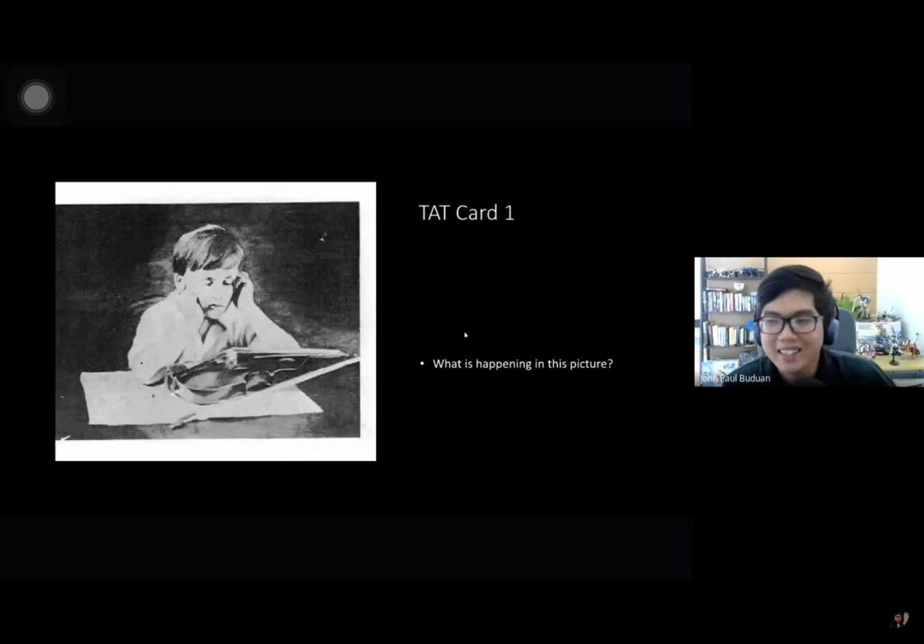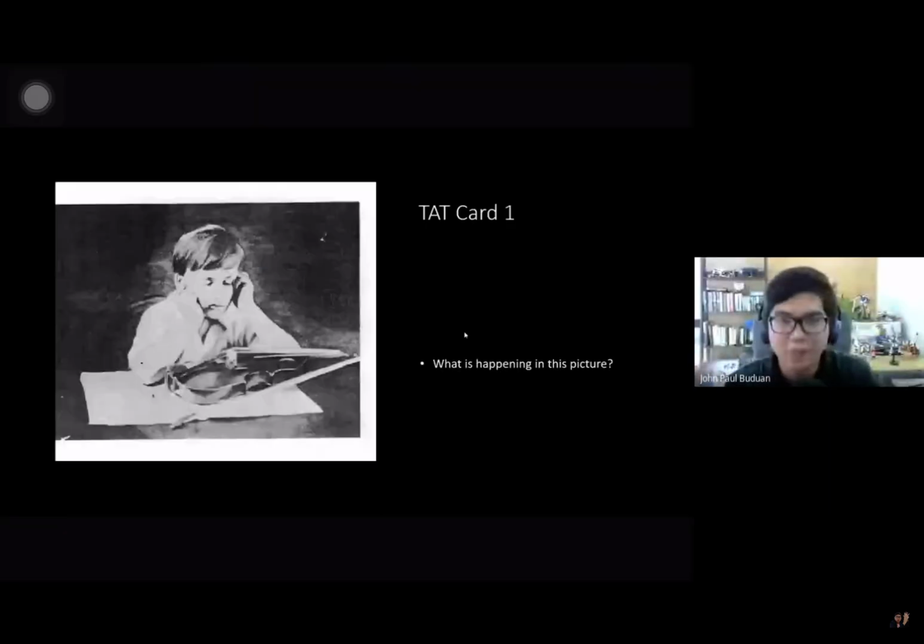Okay, sige, let's try. What happened in this picture? Ano yung nangyari before this picture? Then what is happening in this picture, and what will happen in the future? Okay? So, you can try to answer that. Try nyo answerin yan. Kahit verbal lang, kahit sa isip nyo lang. Feeling ko meron na kayong sagot.